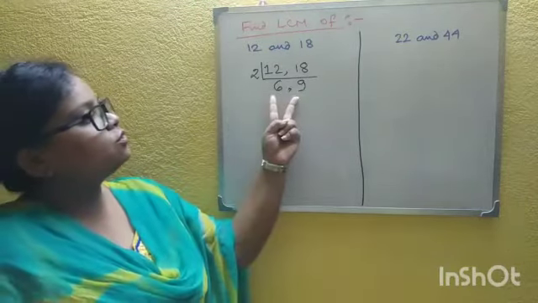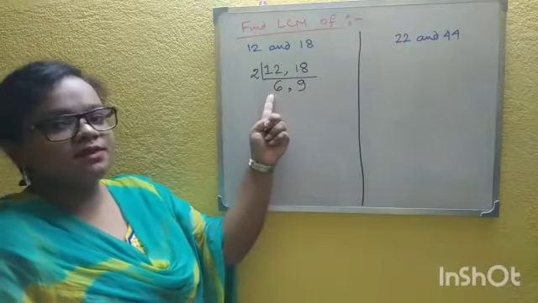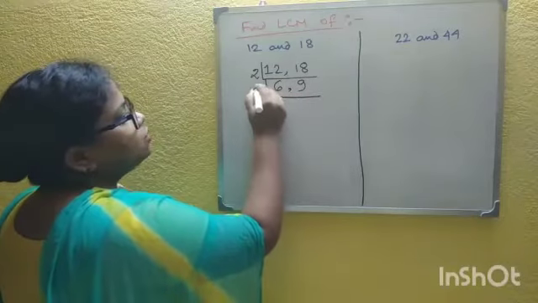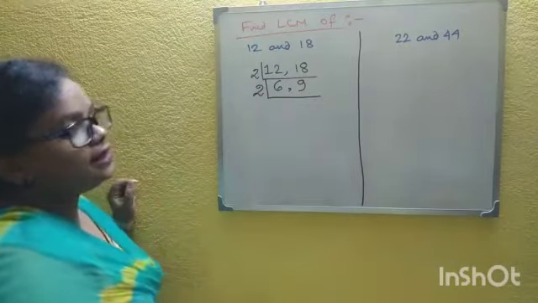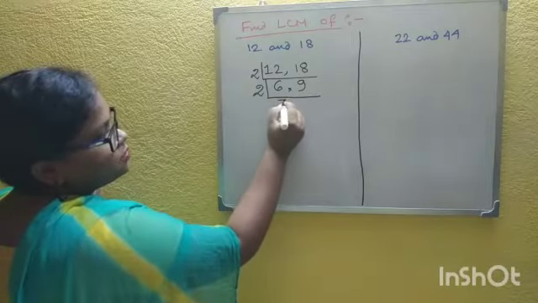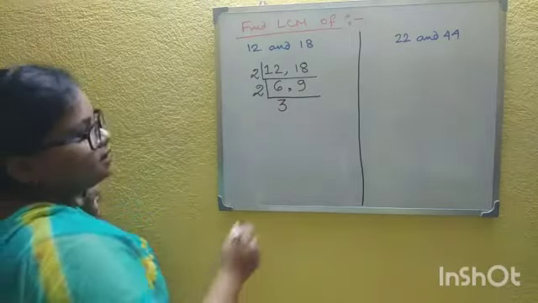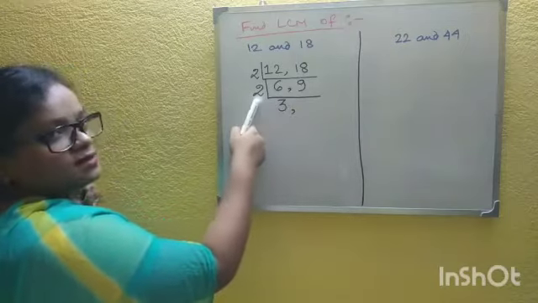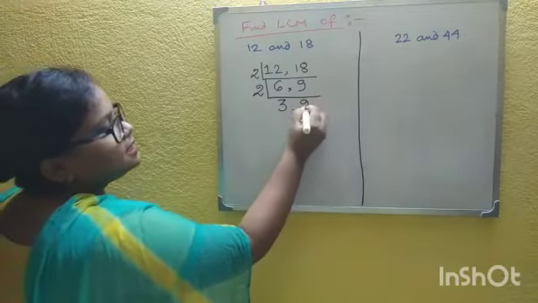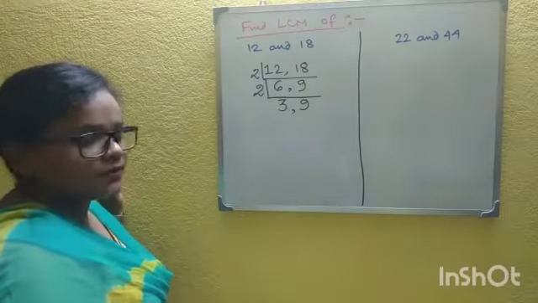Now, among these two quotients, 6 is divisible by 2. So, again we are going to consider the number 2 and write it here. Now, we know 2 3s are 6. So, we will write 3 here. But 9 is not divisible by 2. So, we will write 9 as it is in the next row.